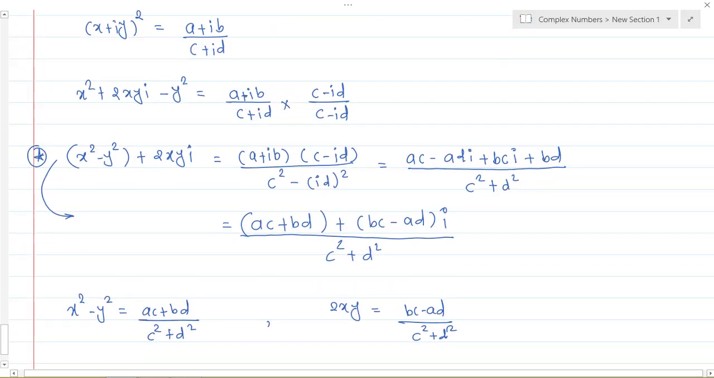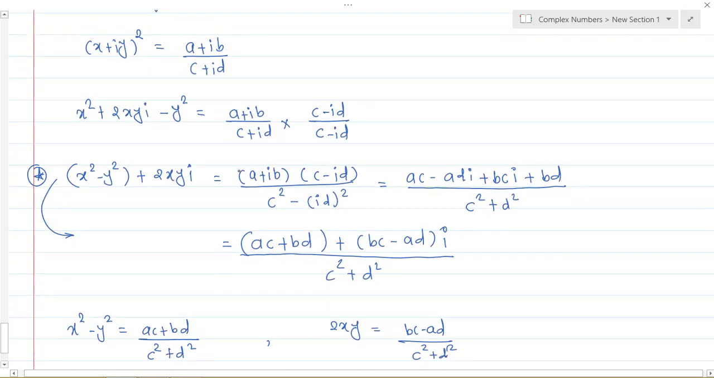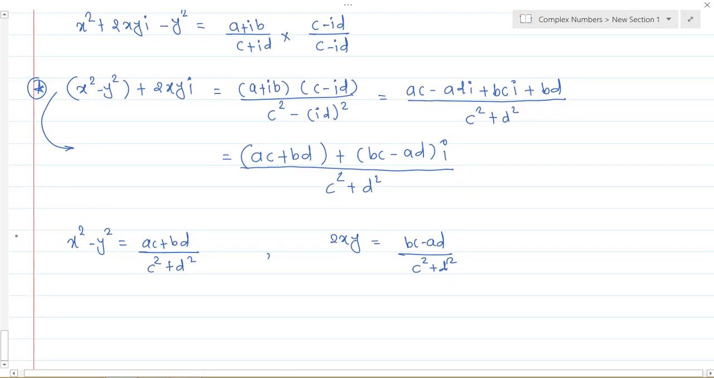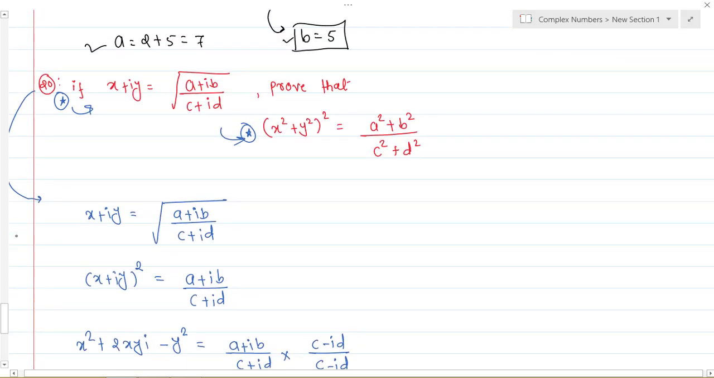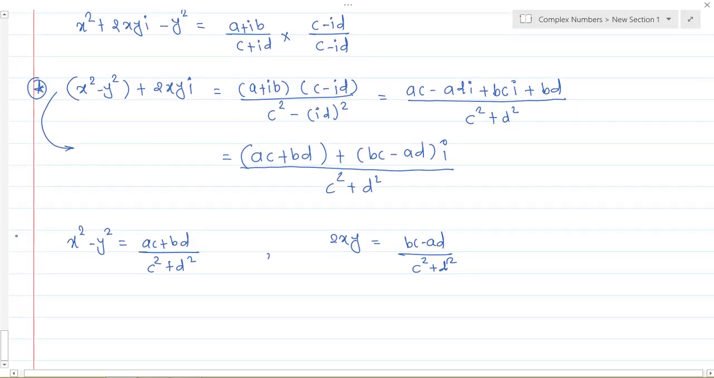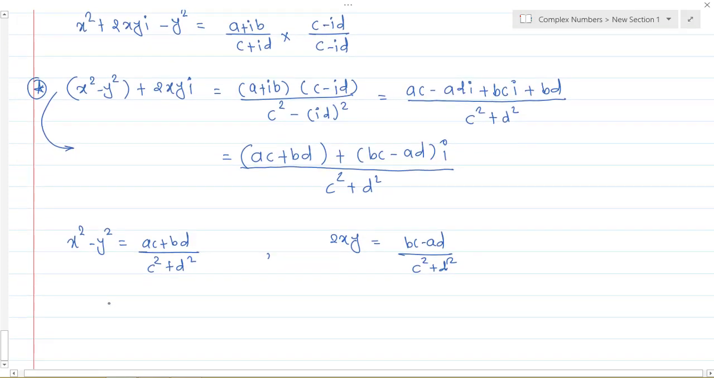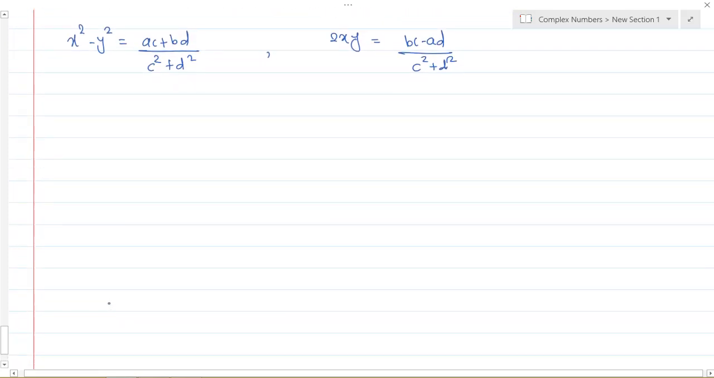Now let's see what they have asked. They are asking for the value of (x square plus y square) whole square. So let's solve this. x square plus y square equals, okay, let me have this here.